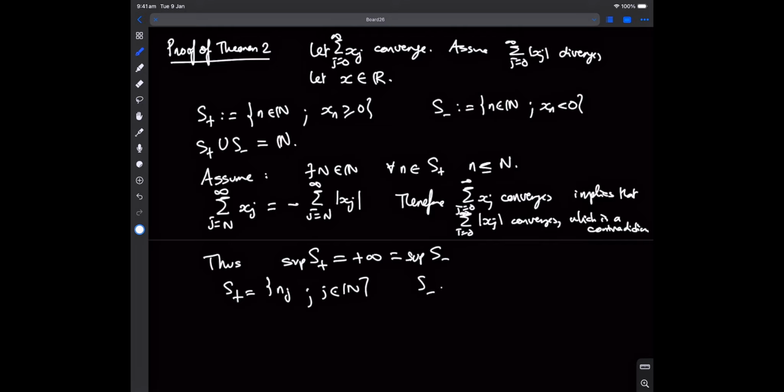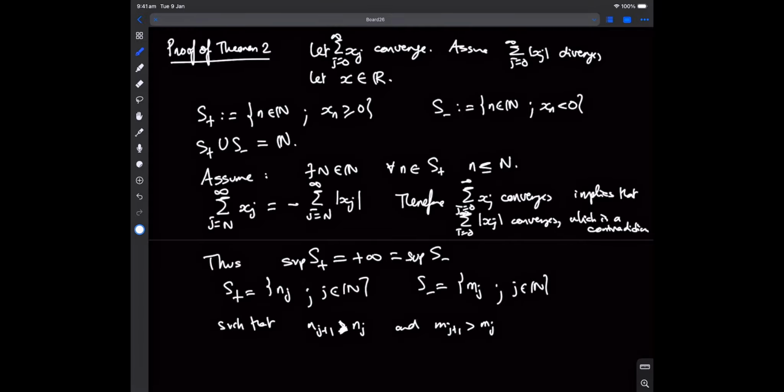And I'm going to write the elements of S minus as m_j, j in N. Again, that's an infinite set. And I'm going to order the n_j and the m_j such that n_{j+1} is strictly greater than n_j, and m_{j+1} is greater than m_j. I've enumerated the infinitely many elements of S plus and the infinitely many elements of S minus.